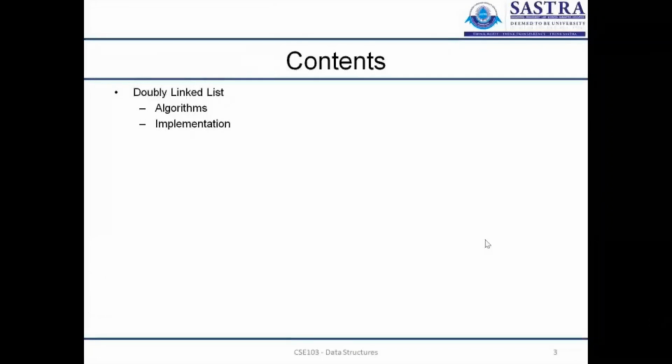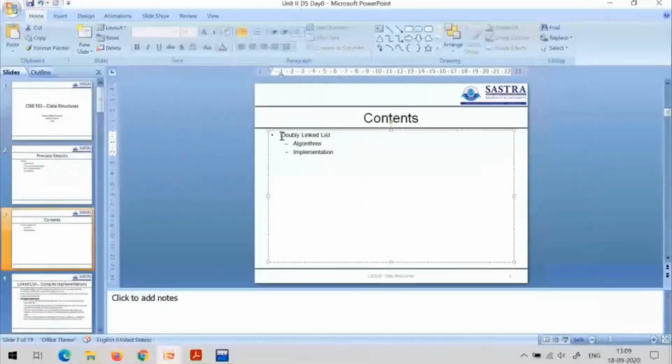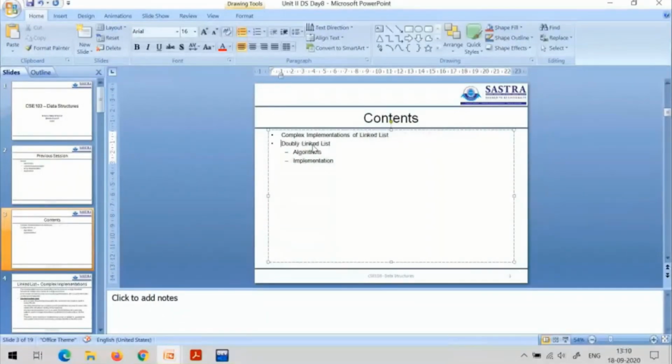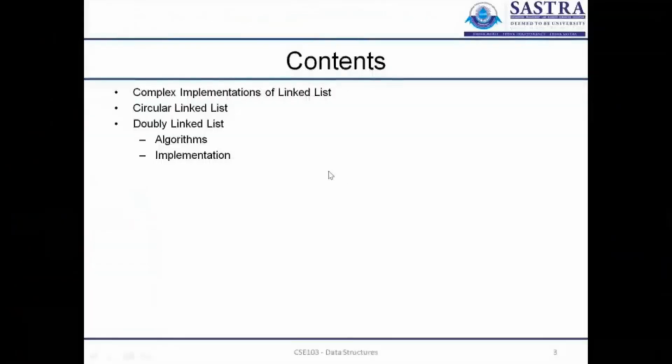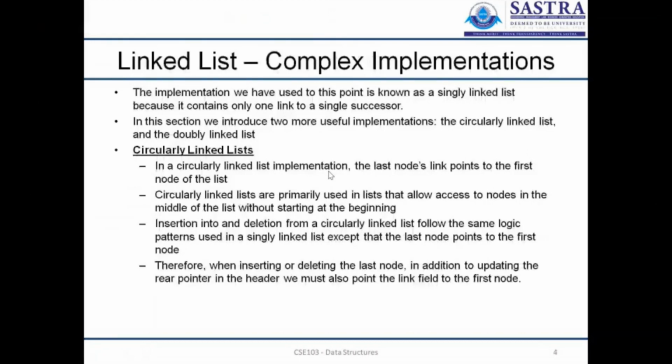Here we are discussing both circular linked list and doubly linked list. Both we are going to discuss. So what does circular linked list mean? Whatever linked list we discussed so far is called a singly linked list.